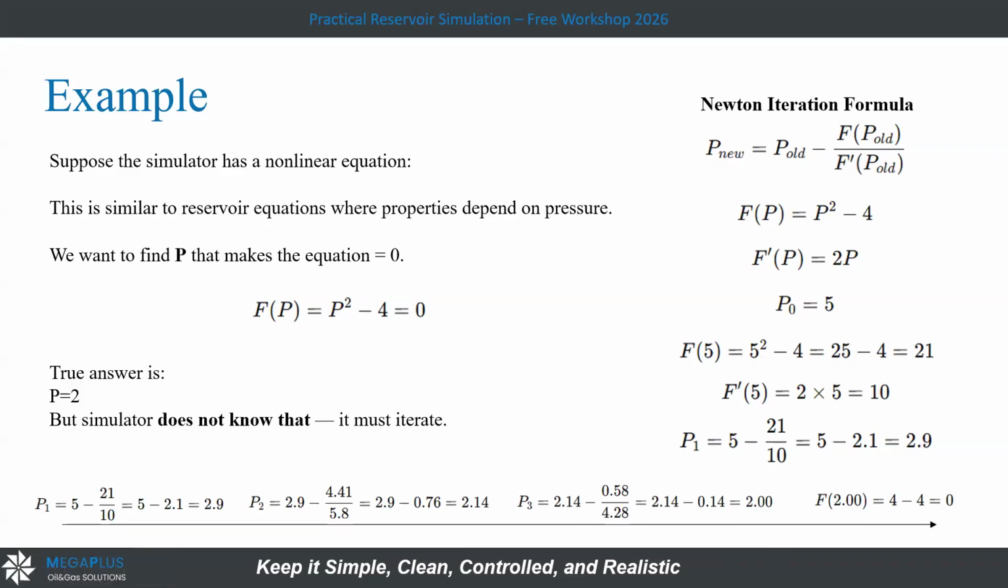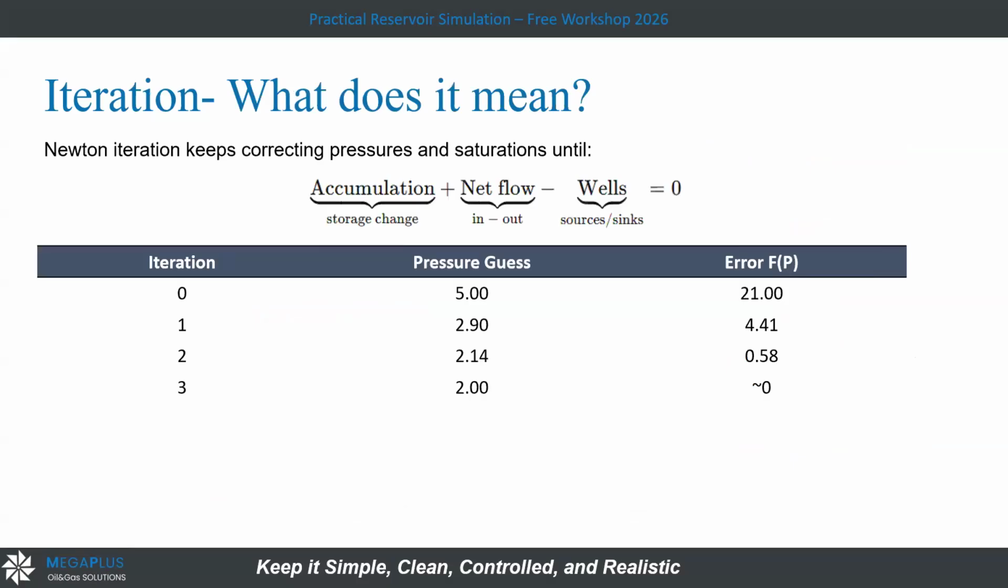So for us as a human brain it is very simple, but for simulators it's not simple, because the cell doesn't know what number of input it will get, so it must iterate. So imagine how many iterations in each cell, in each continuity equation. That's why I'm telling you that a lot of calculation happens in reservoir simulation.